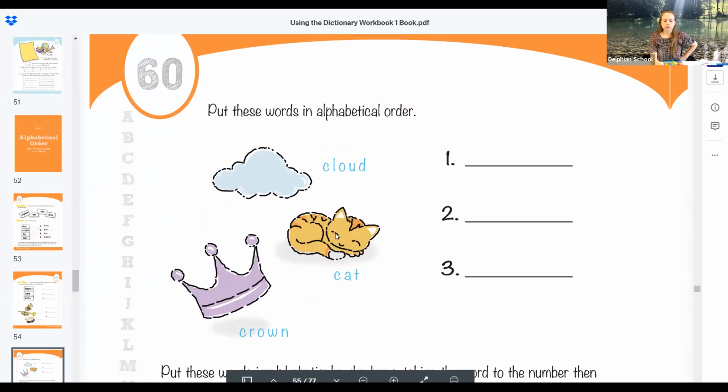We've got cloud, cat, and crown. What's the order, guys? Let me know what you think. We've got cat. That's right, that one's going to go first. And then the second one is cloud. Exactly, Aurora. And then we've got crown. Good. A-L-R, that's right. Aubrey, when you type that, you can type the first letter too. So we have C-A, and then C-L, and then C-R. Good, April. Cat, cloud, crown.